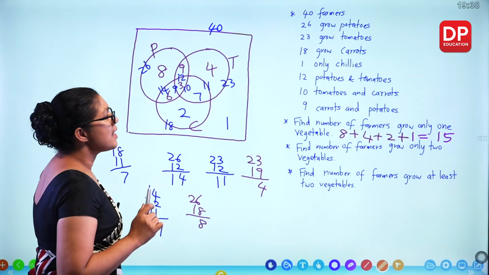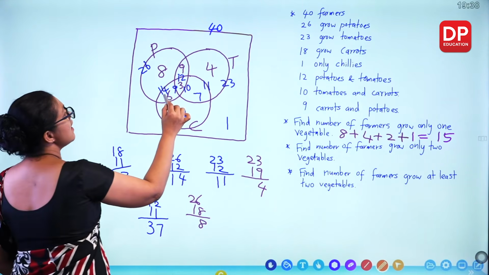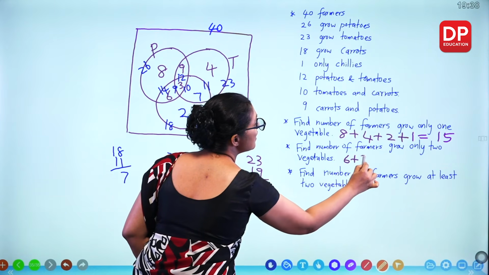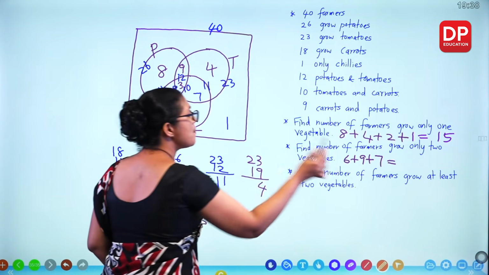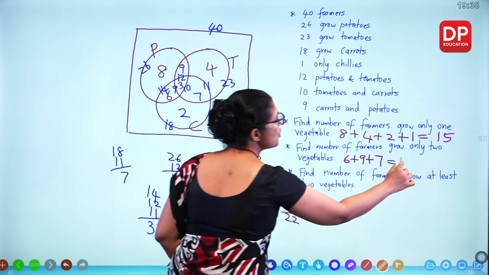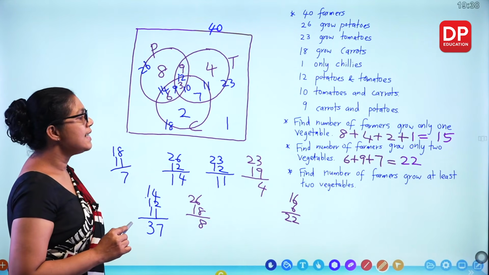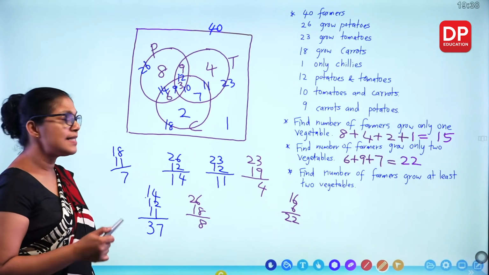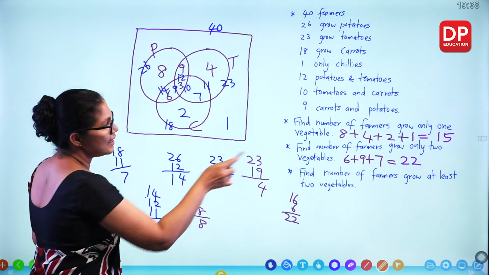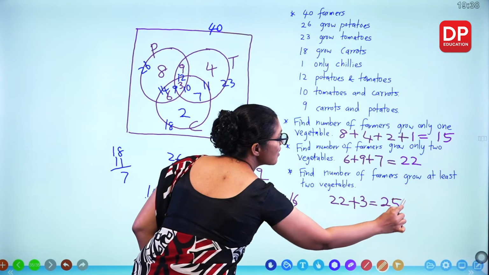Next one. Find number of farmers grow only 2 vegetables. Only 2 means this 6, 9 and 7. So 9 plus 7, 16. 16 plus 6, you are getting 22. Third part, find number of farmers grow at least 2 vegetables. At least 2 means either 2 or 3. So you have to consider this 3 as well. Earlier you found 22 plus 3, you are getting 25.